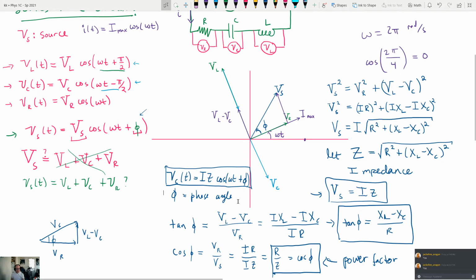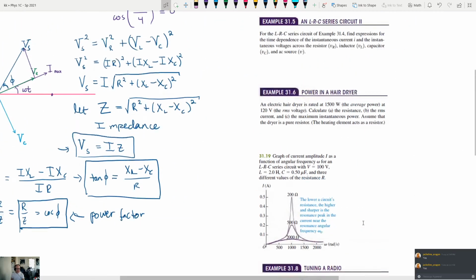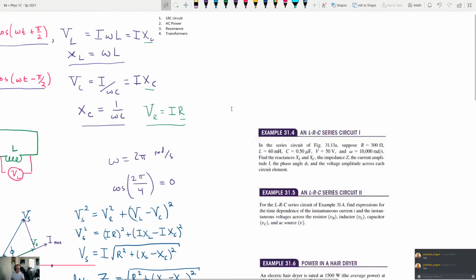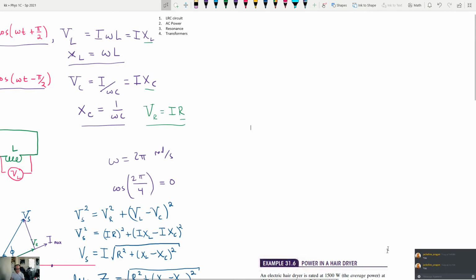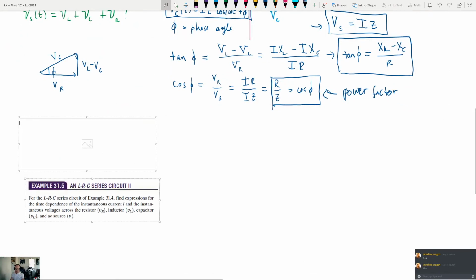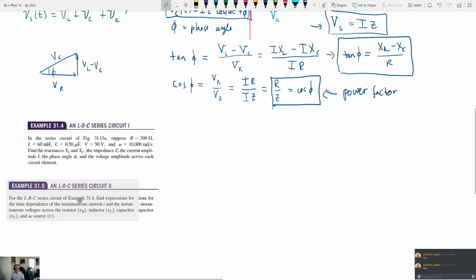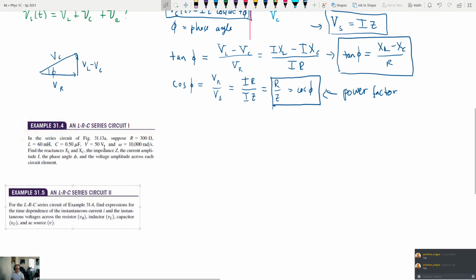Because now we can use these results to solve some problems. So let us do that. Our break timings are going to be really weird today because we started pretty late, but that's okay. We're going to do these two problems. These LRC circuit problems are very easy. This is probably one of the easiest chapters in this book.